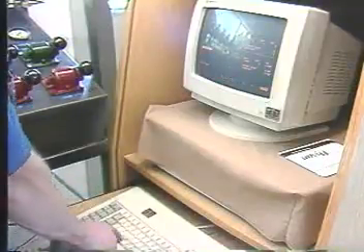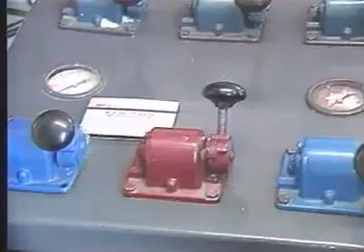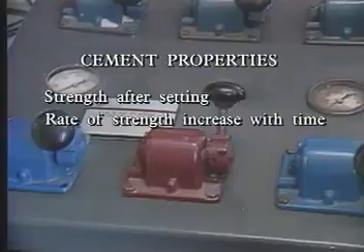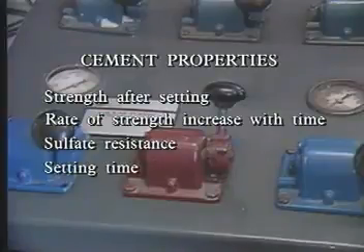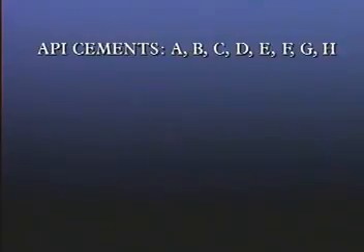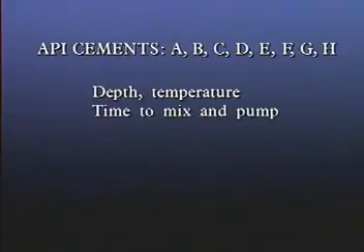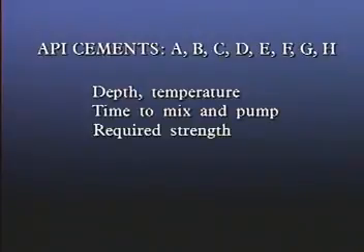The relative amounts of these compounds in the cement, as well as the fineness to which the material is ground, will determine its strength after setting, the rate at which its strength increases over time, its resistance to sulfates, and its setting time. The API has classified cements according to these properties, and choosing the proper class of cement for a given section of casing will depend upon the depth, and therefore the temperature at which setting will occur, the time allotted to mix and pump the slurry, and the strength required to withstand formation pressures and support the casing.